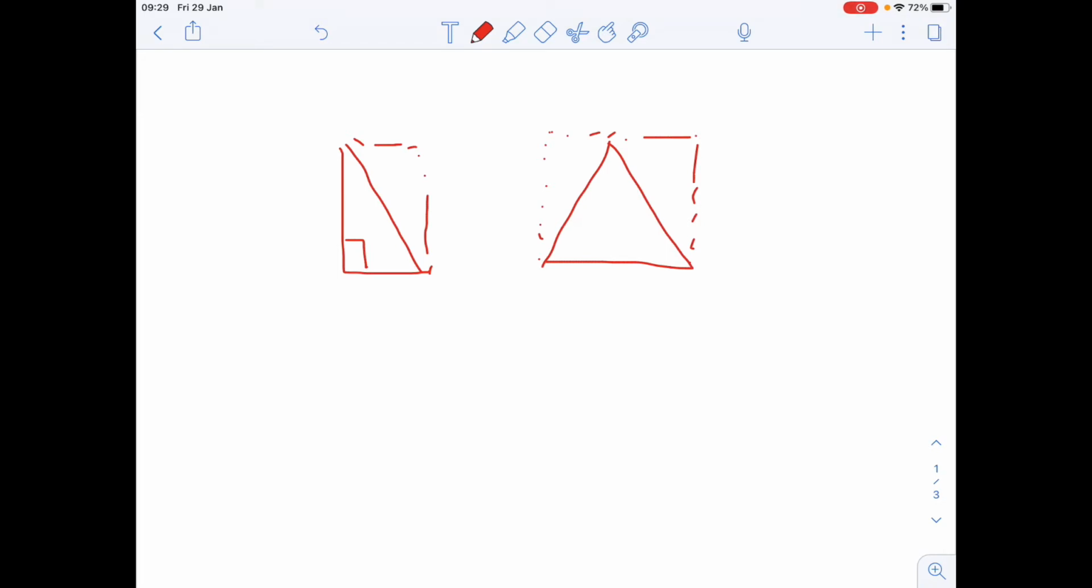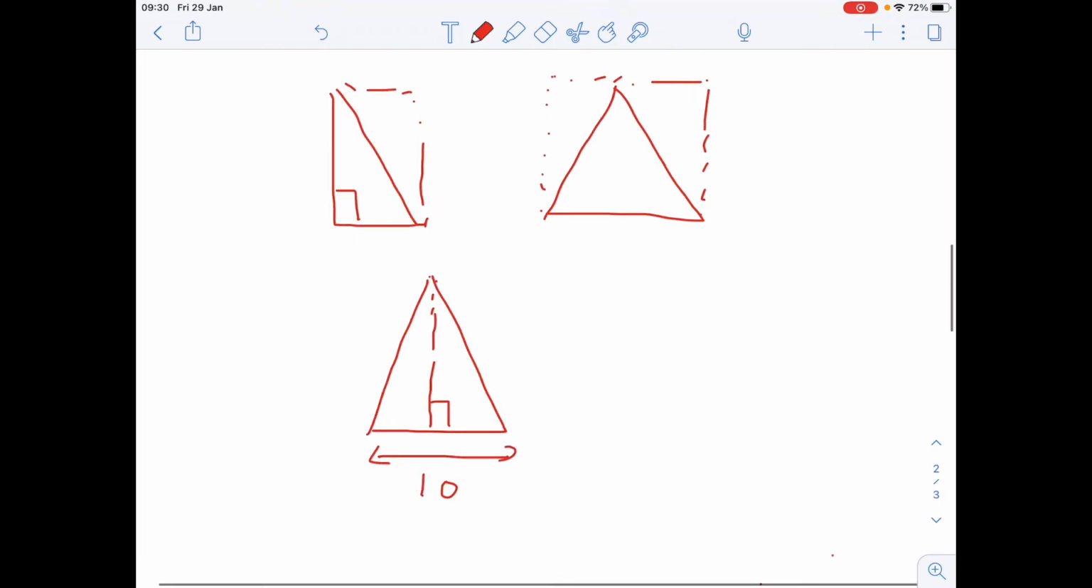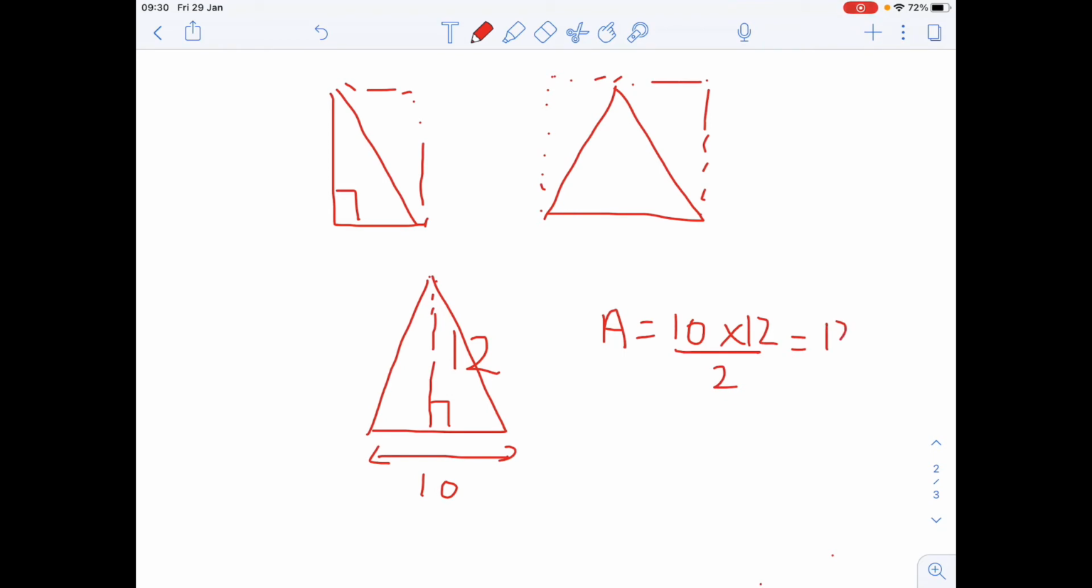Okay, so if they ask you to find the area of this triangle here, where is the height? Well, we said the height has to be perpendicular. So the perpendicular height is going to be, the height is going to be the perpendicular height there. So the base would be all of that, which is 10. The height might be 12. So the area of this triangle would be base 10 times height 12 divided by 2, which is 120 divided by 2, which is 60 centimeters square.